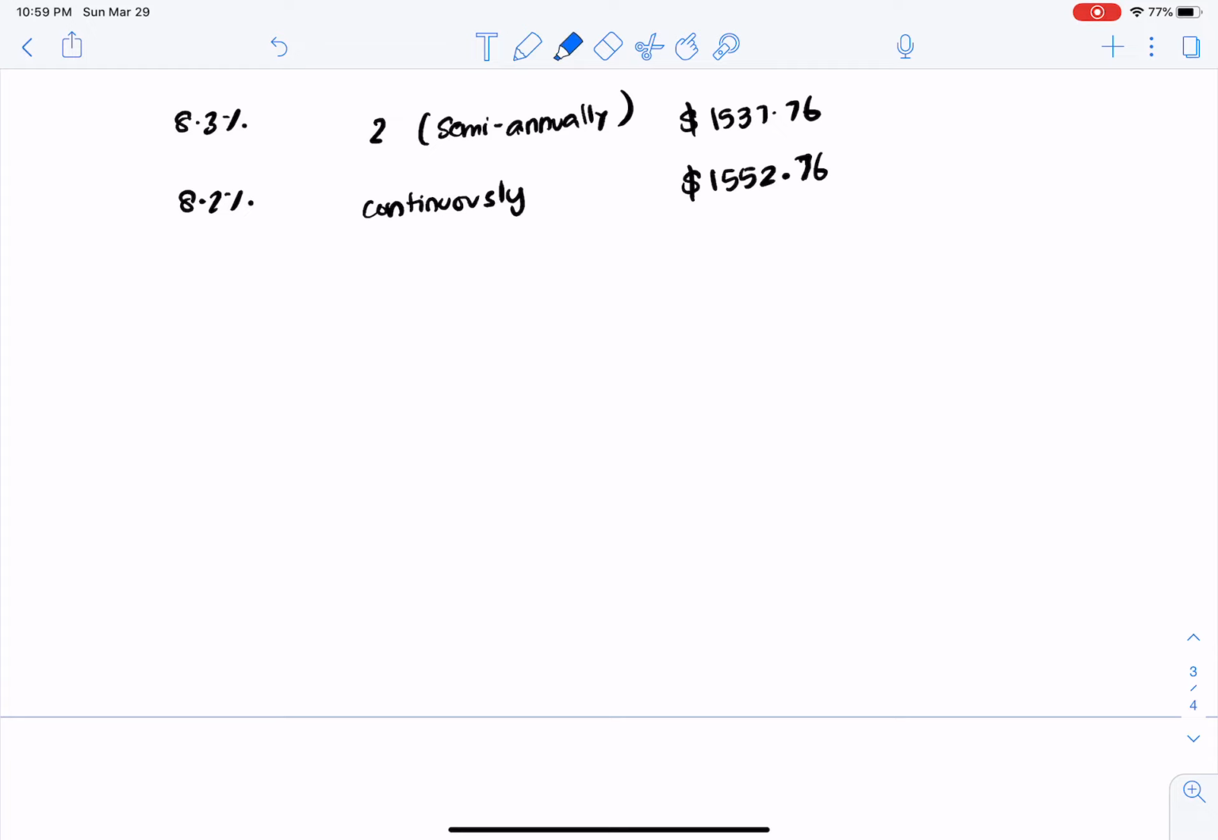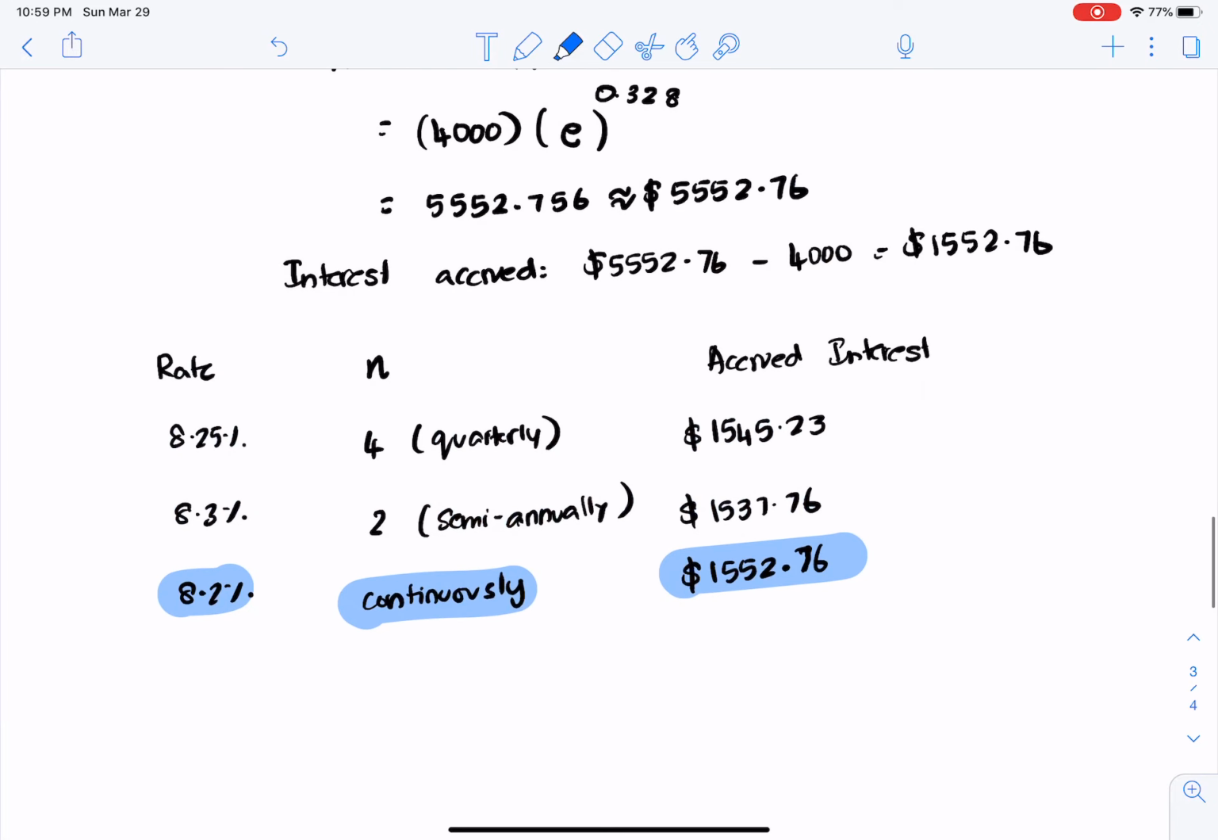So obviously, continuous compounding is the way to go. Even though the rate is small compared to the other two cases, we get a better yield at the end here because we are compounding continuously. Unfortunately, most investments do not compound continuously.